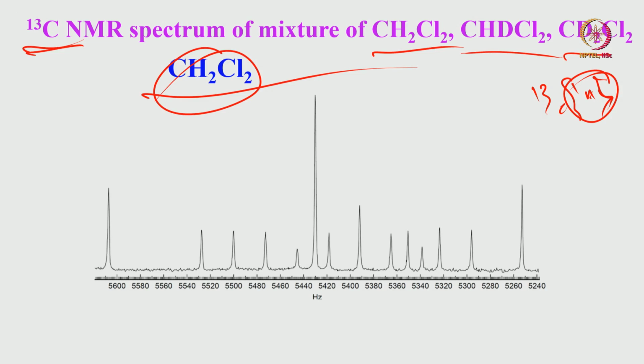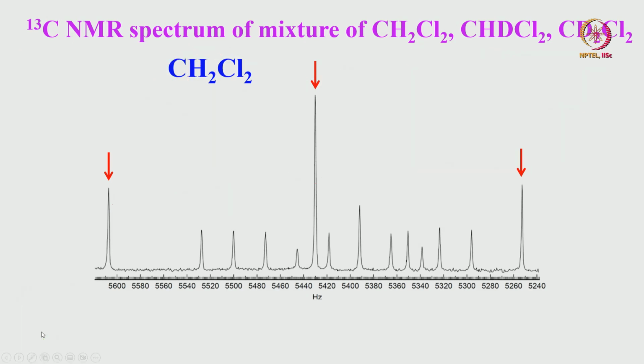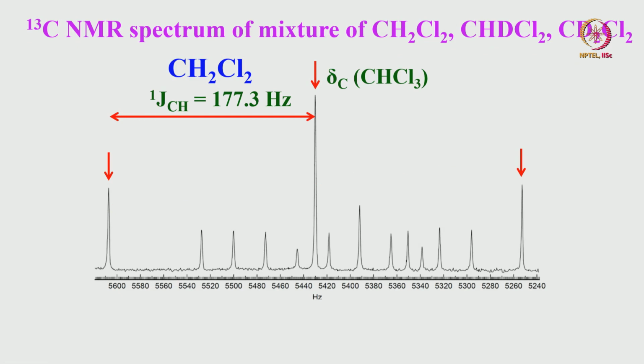When this carbon is coupled to proton, how many peaks do we expect for carbon 13 of CH2Cl2? Already I told you there are 2 equivalent protons, so it has to be a triplet. Can you see a triplet pattern here? Obviously, this large triplet gives you the 1 bond CH coupling. That is the CH2Cl2 triplet. Very clear. There is no confusion about it. This gives me the 1 bond coupling.